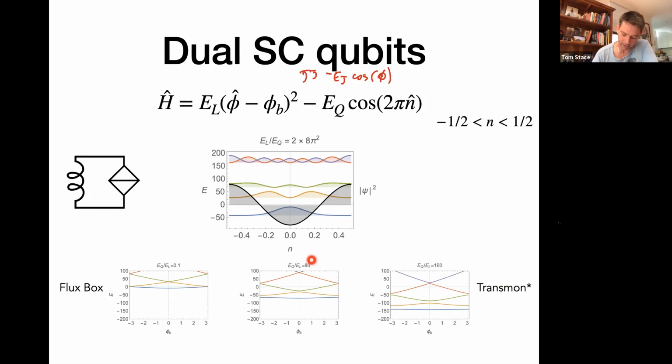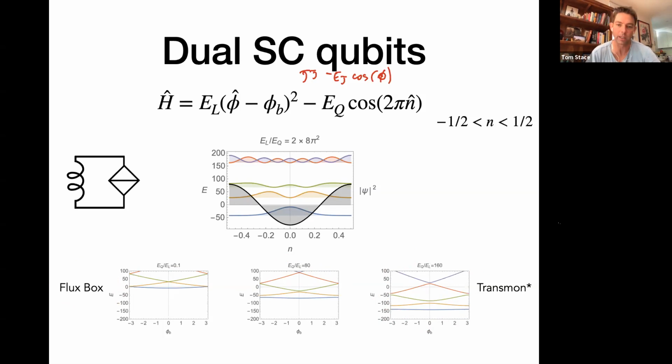And as I increase this ratio EQ over EL, I end up with the same sort of characteristic behavior. That is, I end up with anti-crossings, and I end up with energies that are almost independent of the flux. So in this picture, I've named this end of the parameter space transmon star. That is, it's dual to the transmon in the sense of replacing charge with flux and flux with charge. And this end, by analogy with a Cooper pair box, I've called a flux box.